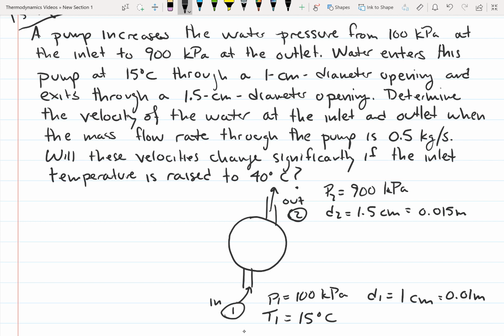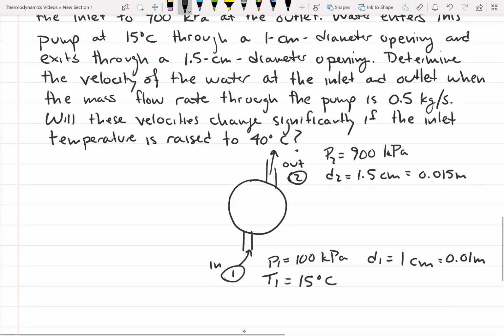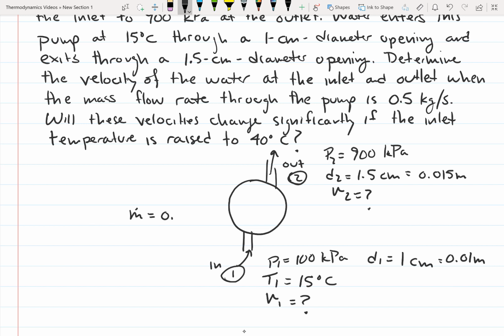And we want to determine the velocity of the water at the inlet and outlet. So V2 is question mark, V1 question mark. And then it tells us that the mass flow rate through the pump is 0.5 kilograms per second. So basically, we have an assumption now. Our assumption is that we have steady flow.